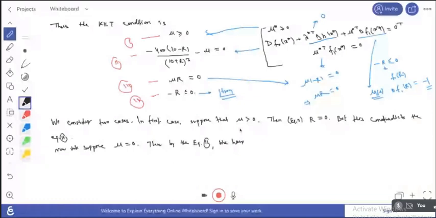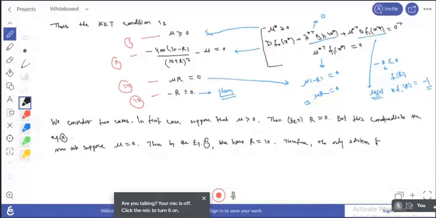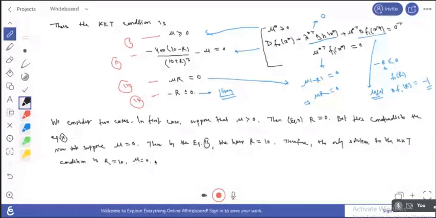So therefore, the only solution to the KKT condition is this. So this is the final solution. Okay, and what about the condition of the B part?